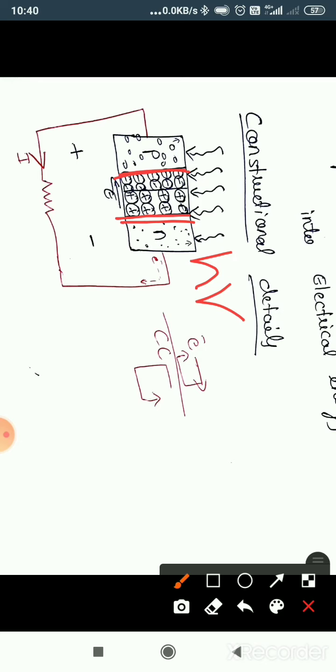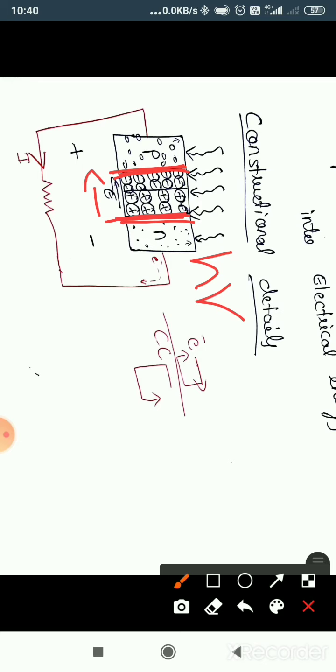Before that, because of these positive and negative ions, we know that an electric field will be created, that is, a barrier potential will be generated in the depletion region. The direction is from positive to negative, that is given over here, that is the electric field. So when light energy falls on a p and n junction, electron hole pairs will be generated in the junction.